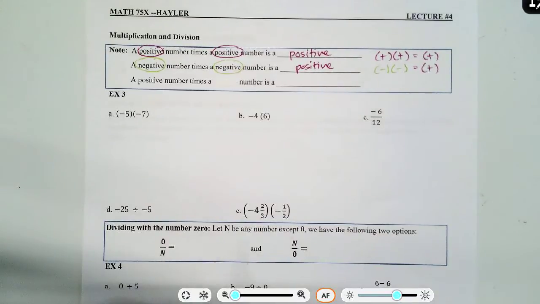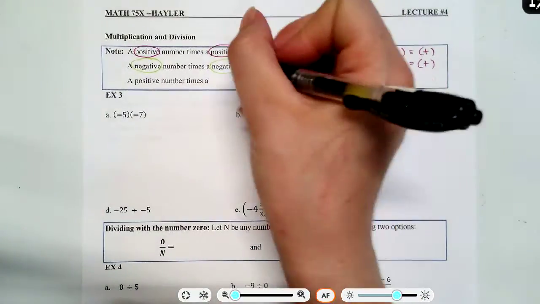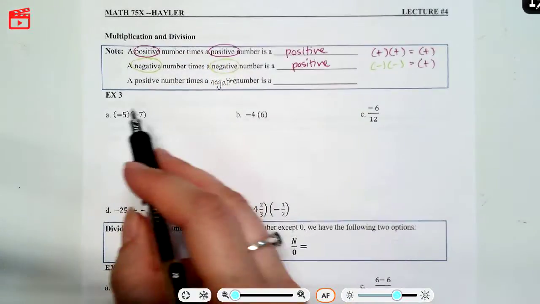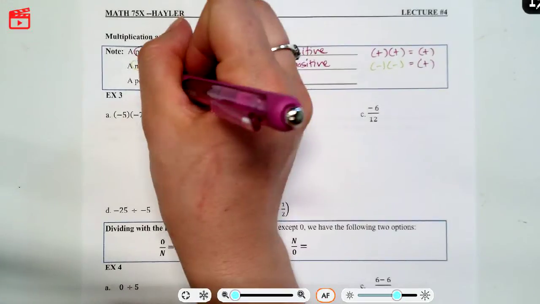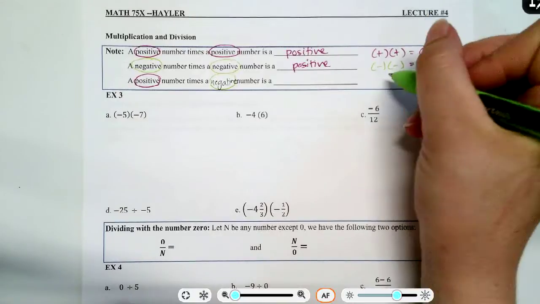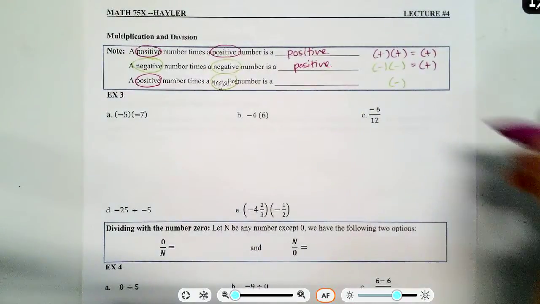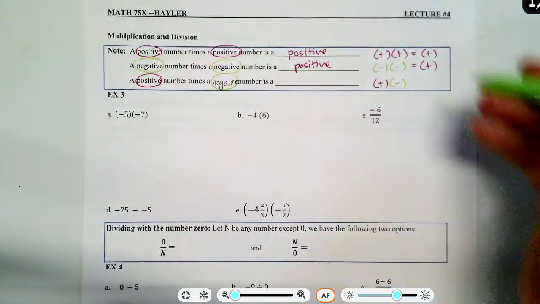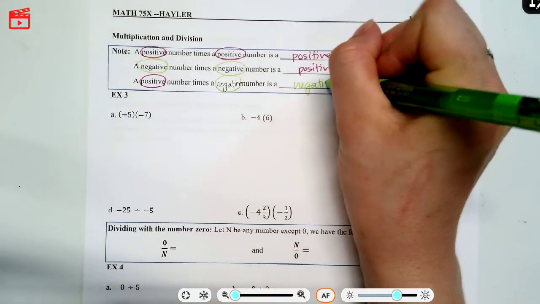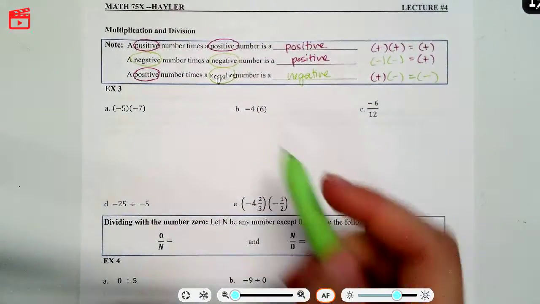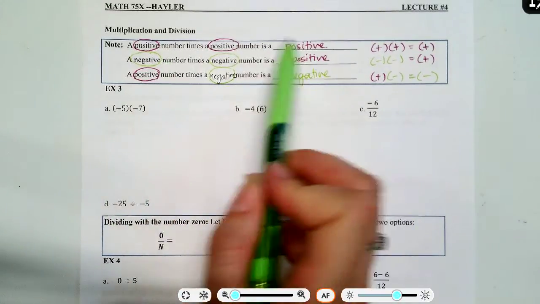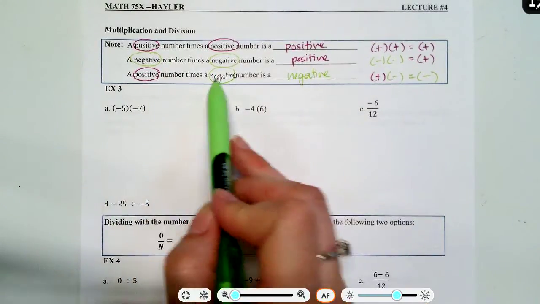But a positive number times a, and please change this in your notes, it's supposed to be a negative number. A positive number times a negative number. Okay, so positive times a negative is actually going to be a negative number. So a way some people like to remember this is if the two signs are the same, it's going to end up being a positive. So 2 positives is a positive, 2 negatives is a positive. But because the signs are different, it's going to be a negative.